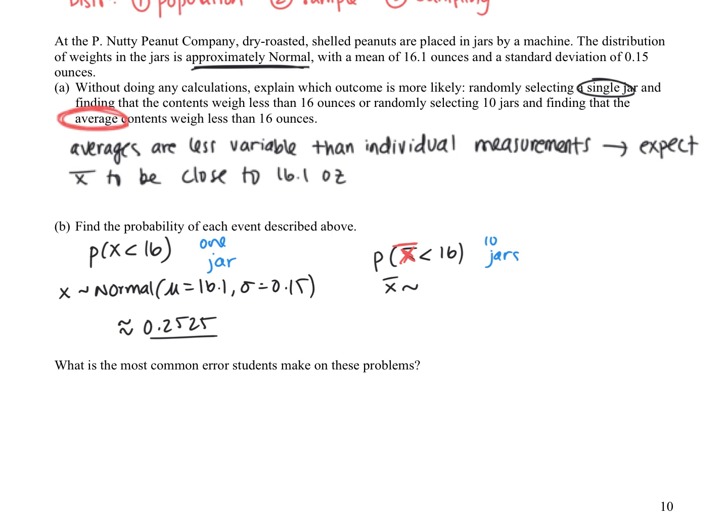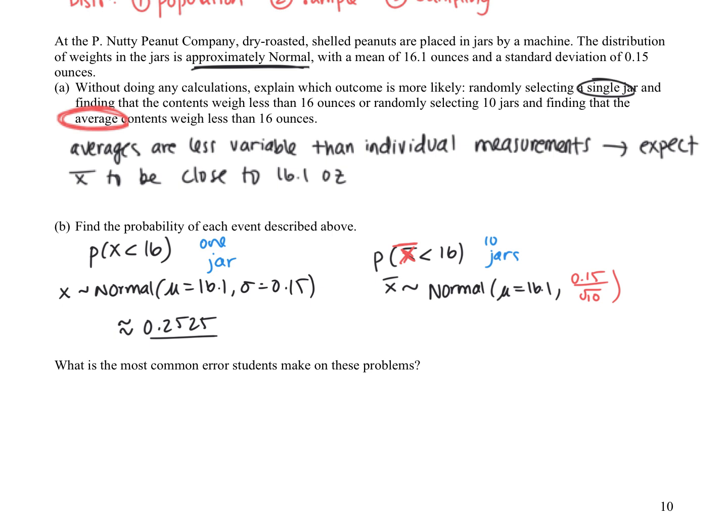Well, if our original distribution is normal, then it doesn't matter our sample size. X bar will also be normal. The mean is unchanged. It stays 16.1. Here's where things are different. As soon as you are talking about X bar, the standard deviation changes. We are not using this 0.15 anymore. We're taking that 0.15 and we are dividing by the square root of n. Square root of 10.